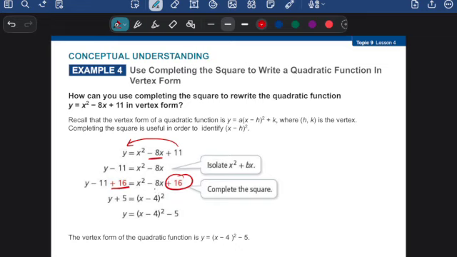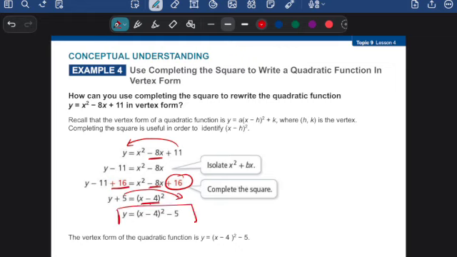So x squared minus 8x plus 16. Since my linear term is negative, I know it's got to be minus 4 squared, this binomial squared. And then do the math. Negative 11 plus 16 is 5. And now I want it to look like an equation, right? So just move the constant back over to the other side.